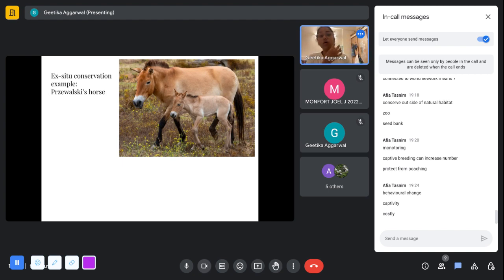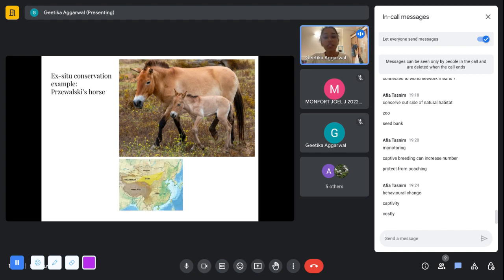So even though there are a lot of cons of ex situ conservation, if one were asked which one would you prefer, in situ or ex situ, one would say in situ conservation. But ex situ has also been successful a lot of times. One example is the Przewalski's horse. This horse is thought to be one of the last wild horses out there. There's a debate about whether it's a domesticated horse or a wild horse, but it is thought to be one of the last wild horses on earth.